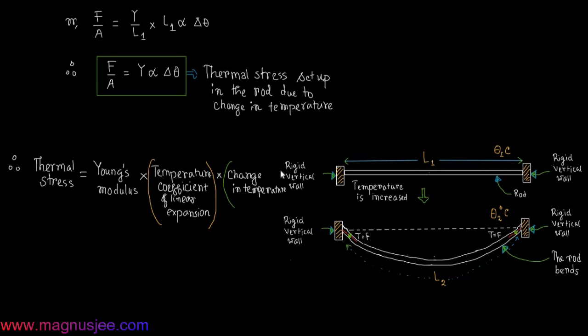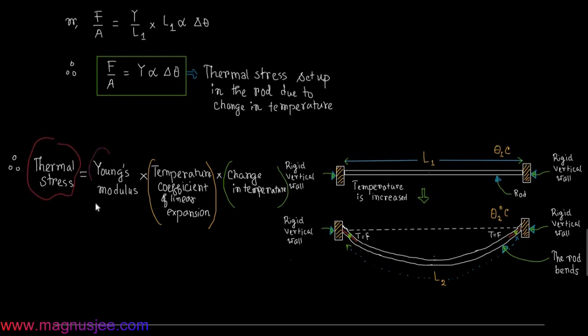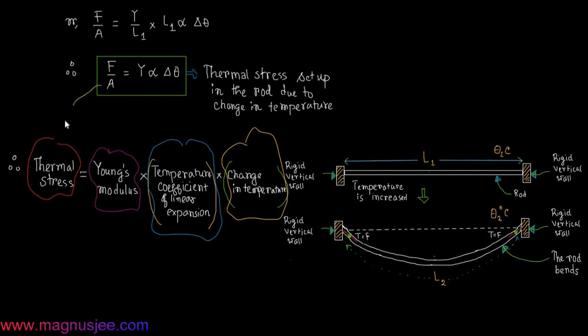So thermal stress is the product of three physical quantities: Young's modulus, temperature coefficient of linear expansion, and change in temperature. Thermal stress is equal to Young's modulus into temperature coefficient of linear expansion and into change in temperature. So thermal stress is F by A, Y is Young's modulus, alpha is temperature coefficient, and delta theta is the change in temperature of the rod.